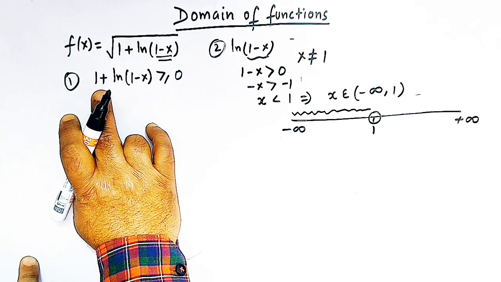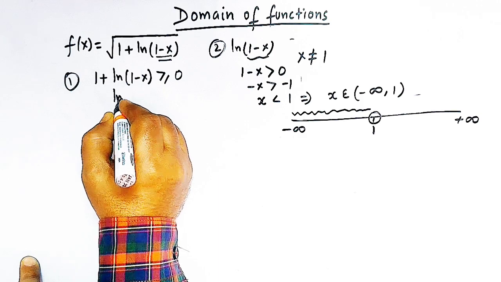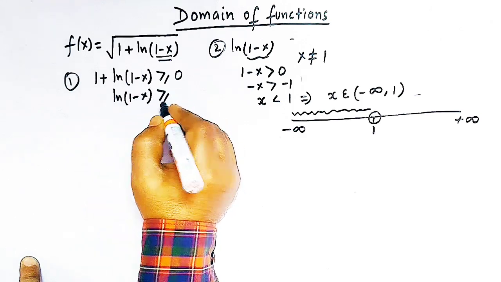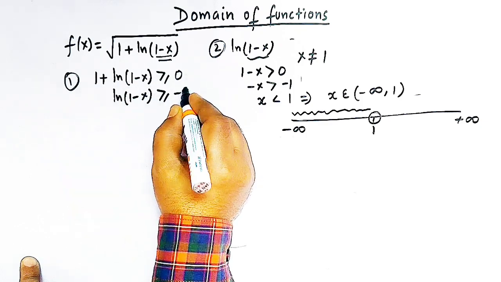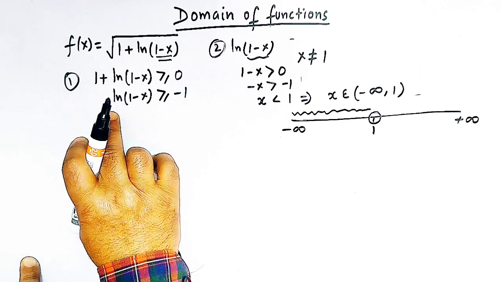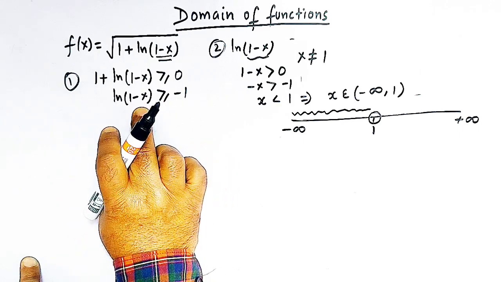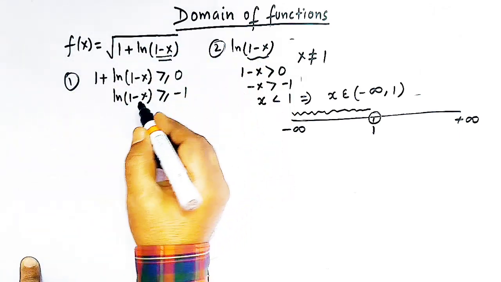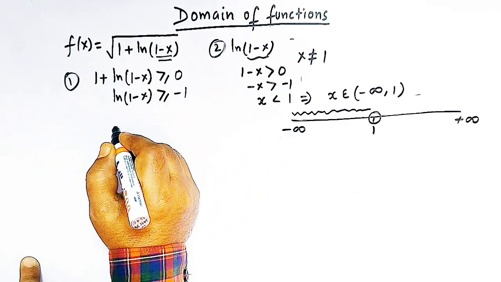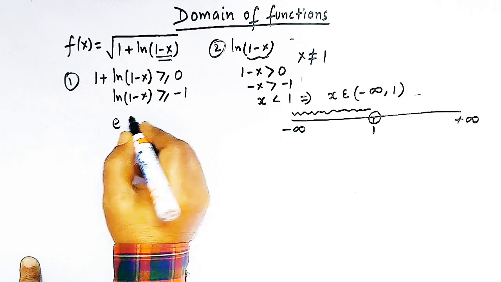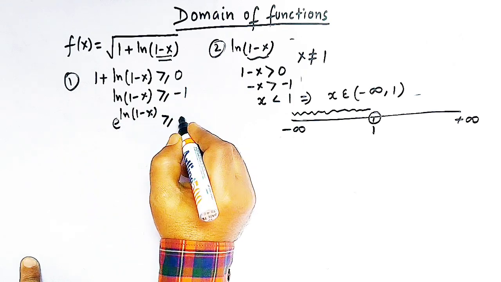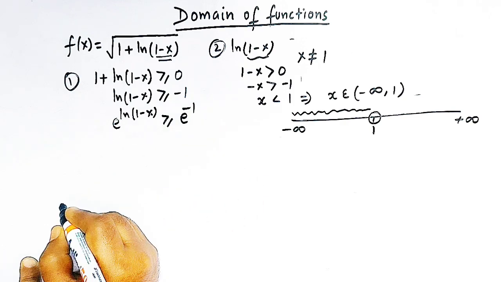So now let us solve this inequality. So here we can now write natural log of 1 minus x is greater than or equal to minus 1, and now here we have natural log. So what we will do in order to solve this inequality for x, we will raise these two quantities to the power of e, that is we'll take e raised to natural log of 1 minus x, and here we have minus 1, so we have e raised to minus 1.